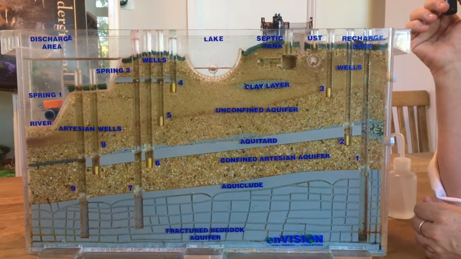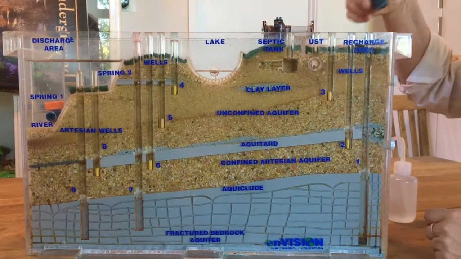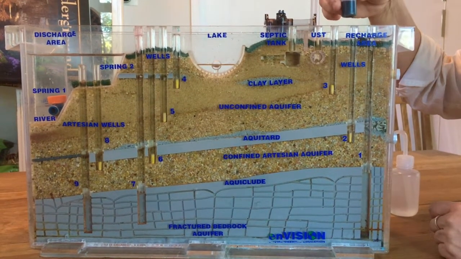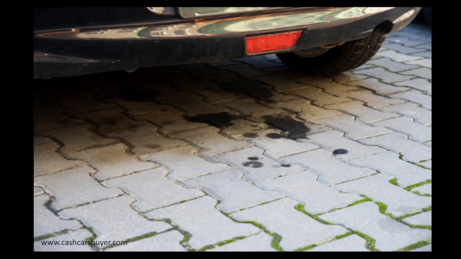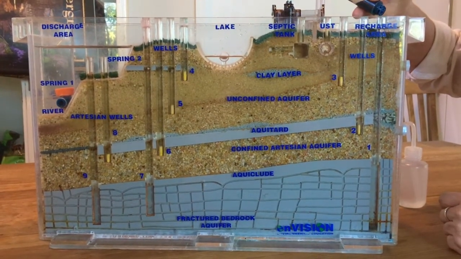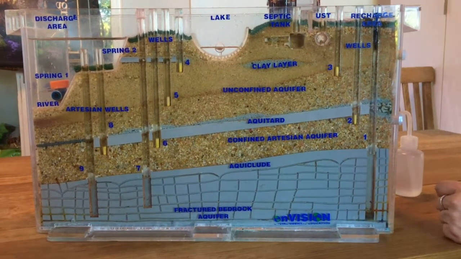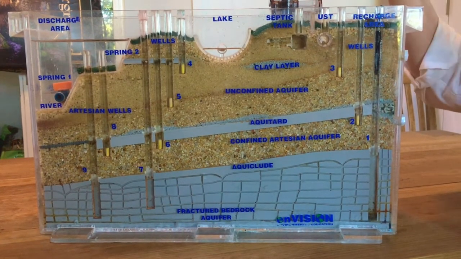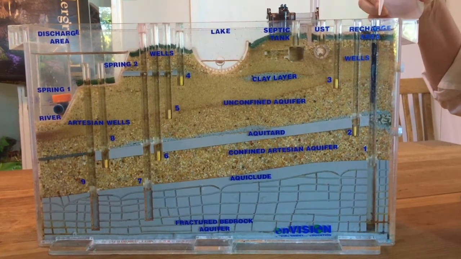The first area that we're going to investigate is the recharge area. This blue dye is going to represent some kind of pollution that's being introduced at the surface. If you watched the last video, we talked about Sally and how she changed the oil in her car. So this blue dye will represent some oil spilled in that recharge zone. I'm just going to add a little bit of dye here. And you'll see it moving down right now. Then I have a squirt bottle that represents rain. So we're going to see what happens when we rain on top of that oil.